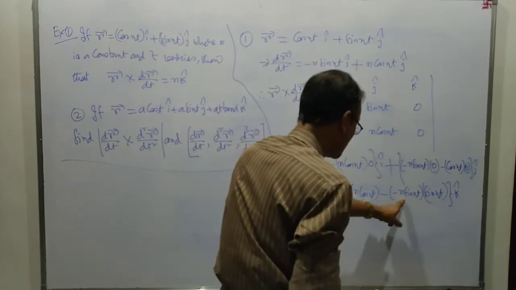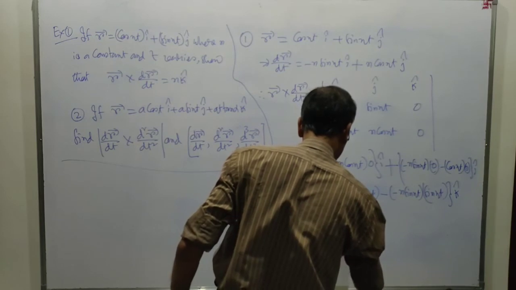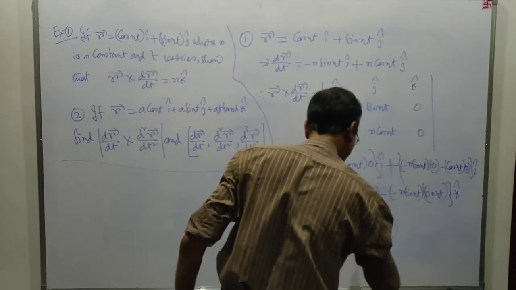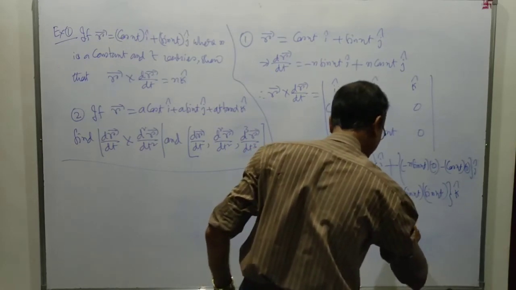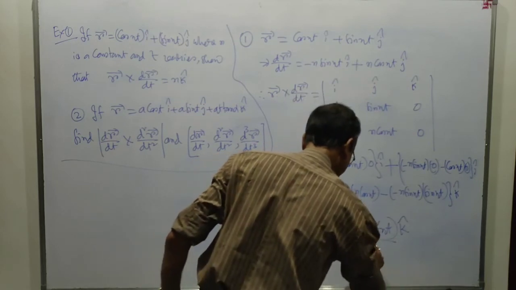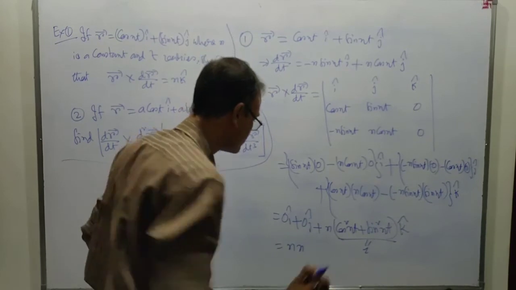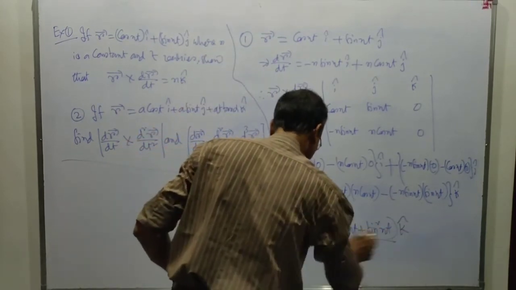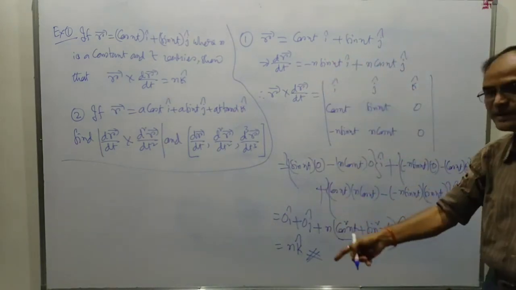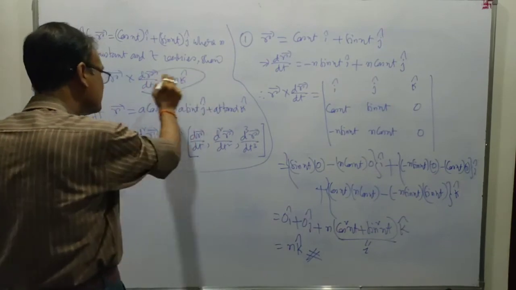Plus, for k cap, cos nt into n cos nt minus minus n sin nt into sin nt. It will be n common, cos square nt plus sin square nt, k cap. This is equal to n into 1. Therefore, n k cap. It is very easy. Number 1 has been proved.